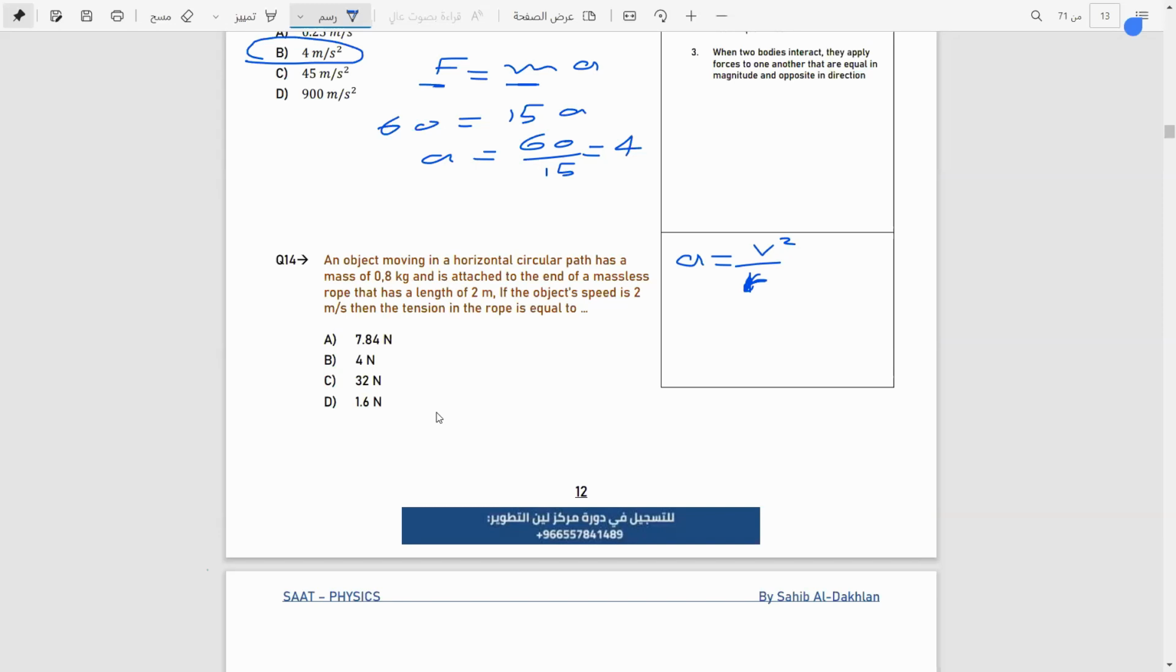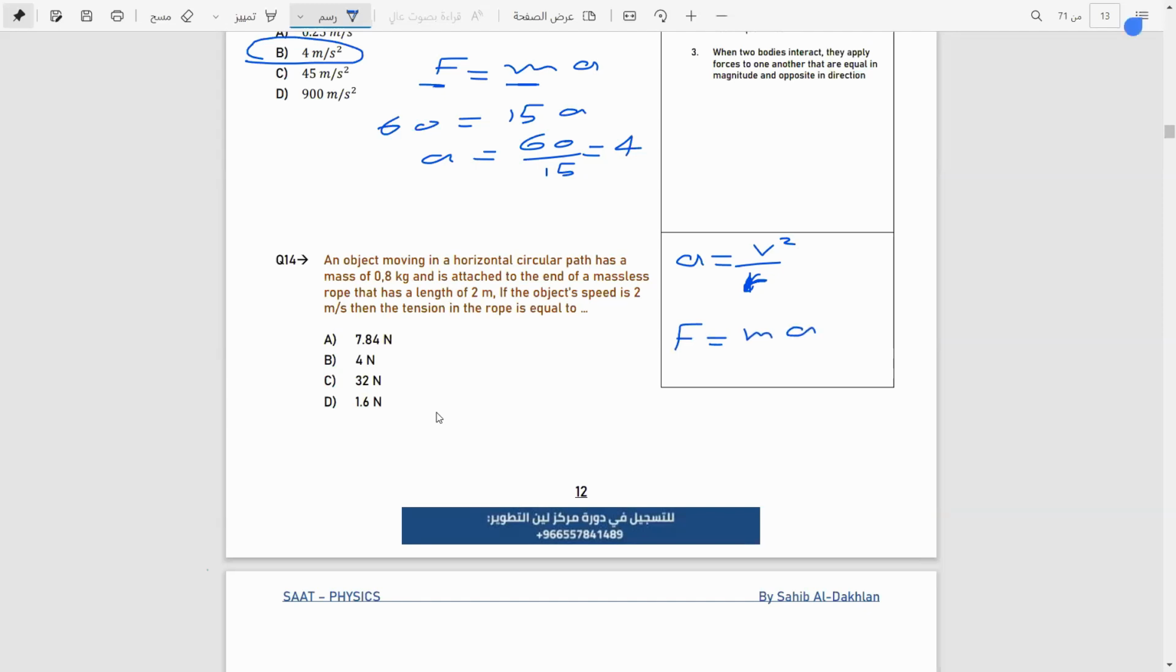What we will do now is use two laws. Some questions will come to you in the exam where you have to utilize two laws, first and second. You find something from the first law, then utilize it in the second law. Let's find the acceleration first, because we will use Newton's second law, F equals ma.